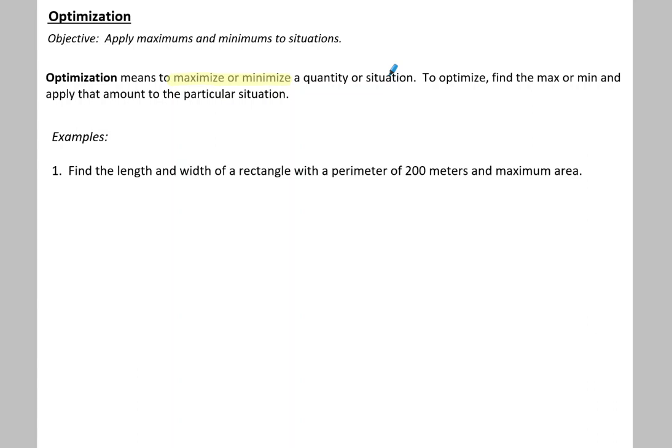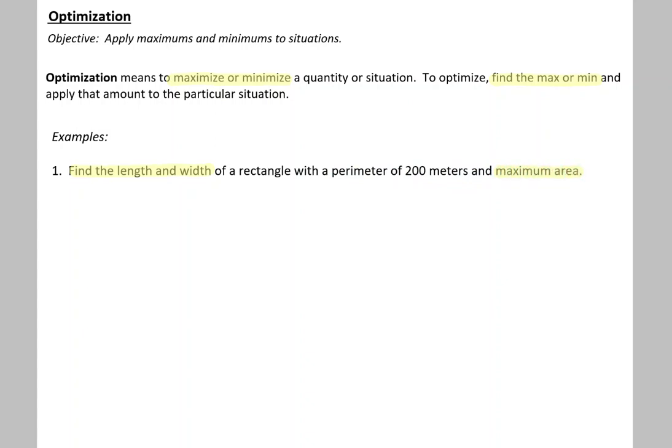In this section, we model optimization problems using a function. To optimize, find the max or min and apply that amount to the particular situation. Let's take a look at some examples. Number 1, find the length and width of a rectangle with a perimeter of 200 meters and maximum area.